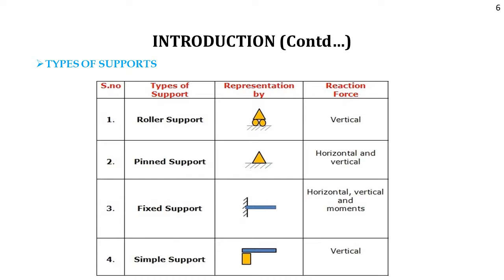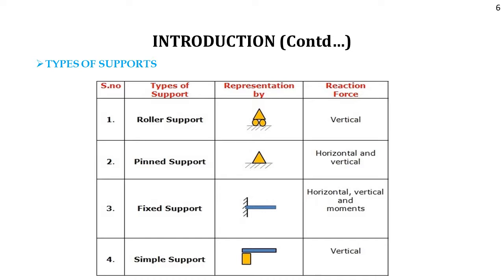Types of supports. Beams are supported on roller, pinned or hinged, fixed or simple supports, as shown in the table. In roller support, the reaction force acting will be vertical. Here the beam can move along the horizontal direction and rotate at the support; it is restricted only from moving in the vertical direction. In hinged or pinned support, reaction forces act in horizontal and vertical directions. At the hinged support, the beam does not move in either horizontal or vertical direction, but the beam can rotate at the hinged support.